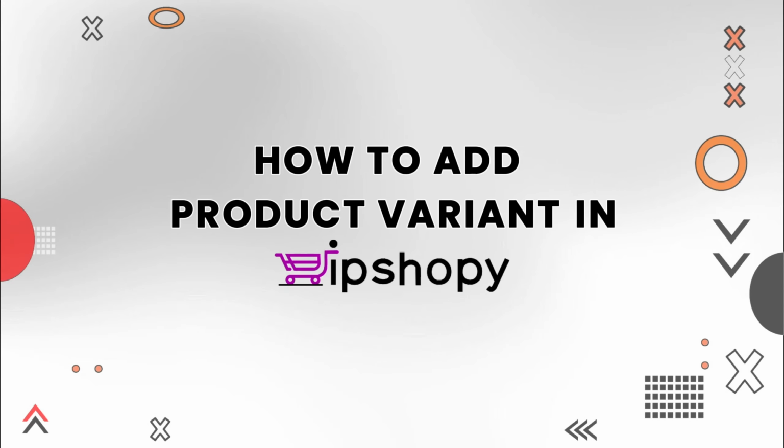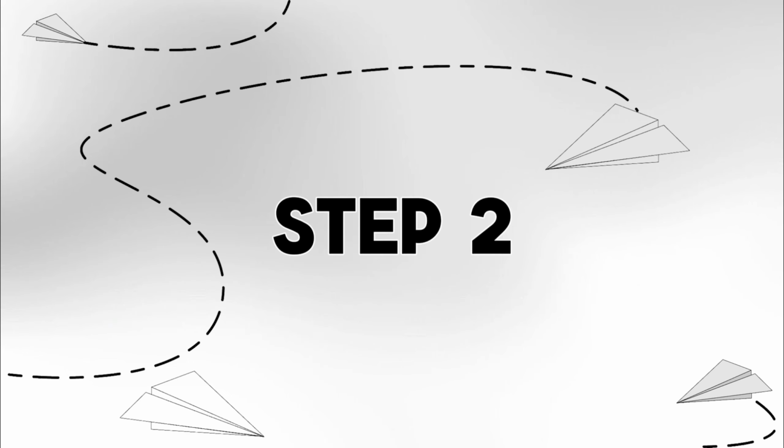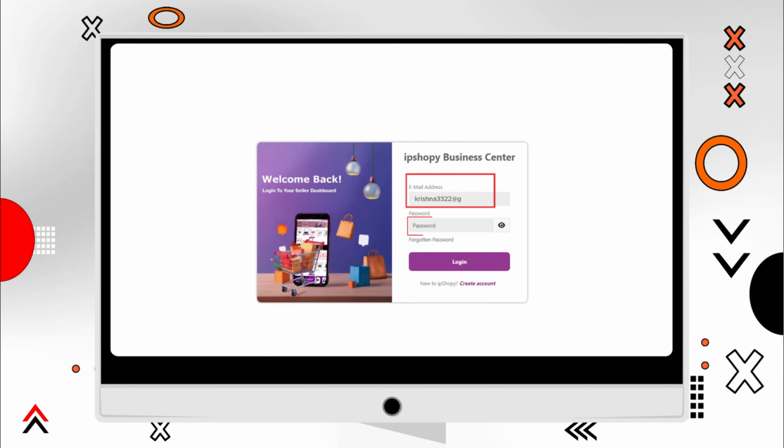How to add product variant in ipshopy. Step 1. Visit ipshopy.com and navigate to the Business Center. Step 2. Click on the Sign In button in the Business Center. Step 3. Enter your email ID and password to log in.